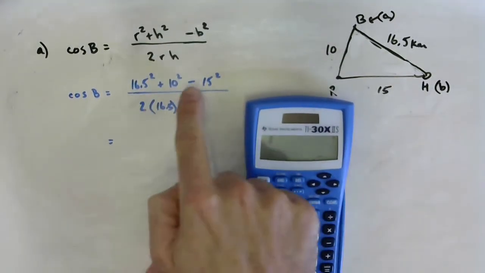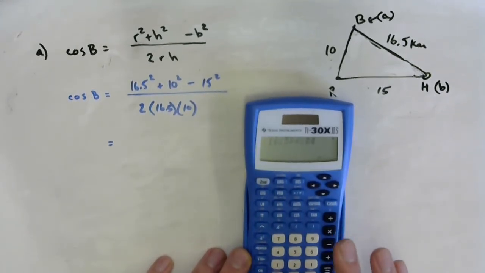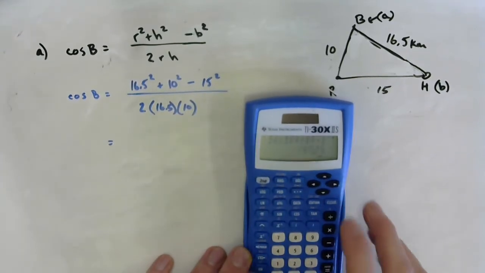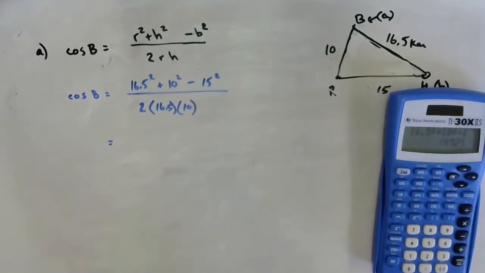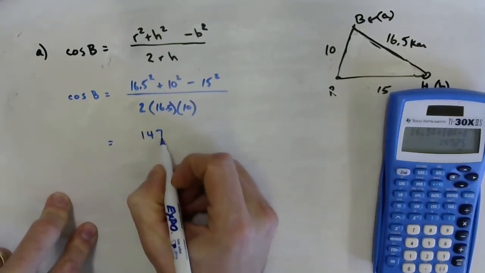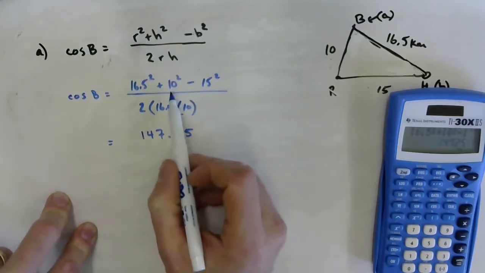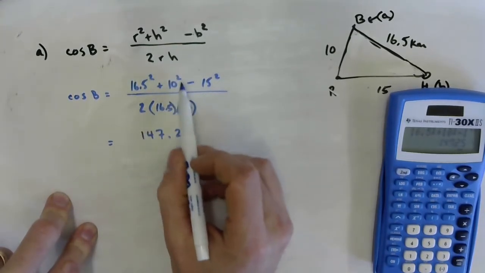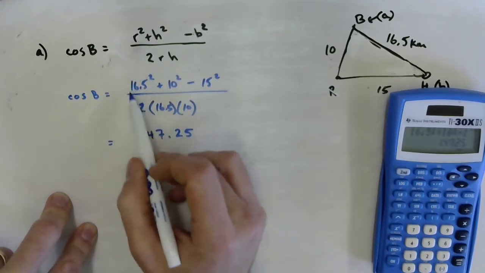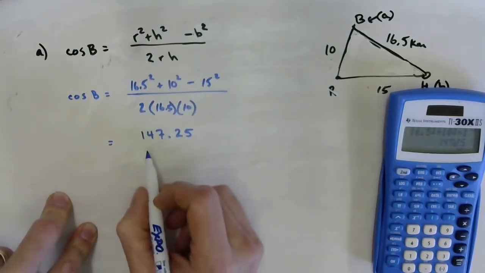We'll just do the numerator. 16.5 squared plus 10 squared minus 15 squared. Okay, end up with 147.25. Okay, I'd probably think about that answer and see if it's true. Yeah, this is about 100. Yeah, this is about 300, maybe 250. This is 225, so that's pretty much the sweet spot right there.